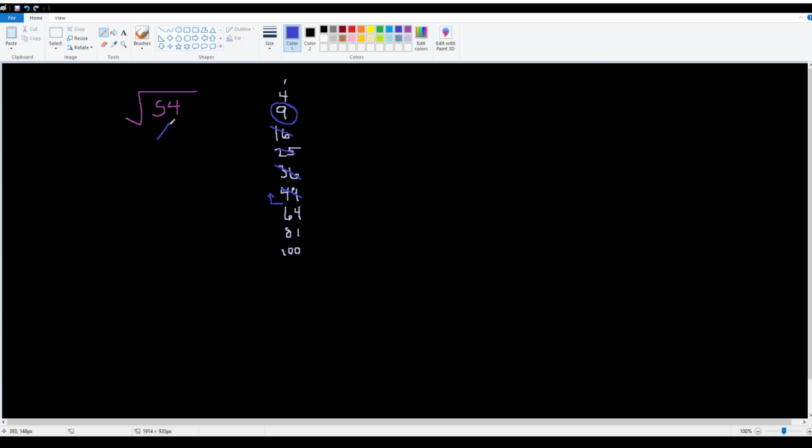So that means that I can rewrite the square root of 54 as the square root of 9 times 6. Which then means that I can rewrite this as the square root of 9 times the square root of 6. And the square root of 9, seeing as that's the perfect square, is going to be 3. And then this just stays as the square root of 6. So my answer would be 3 square root of 6. Now let's do one more. Let's say we had the square root of 180.